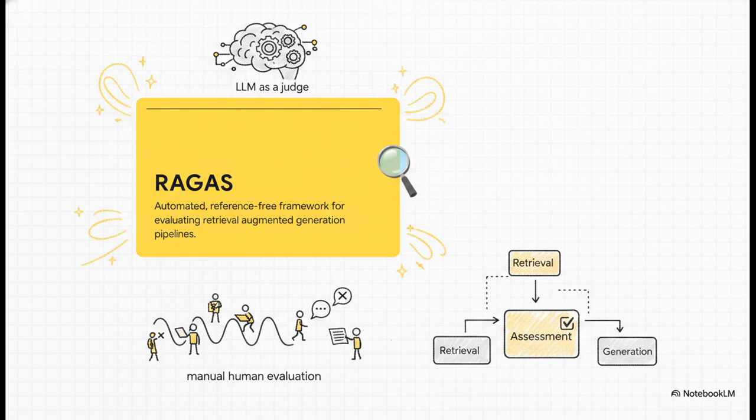Why is this so critical? Well, traditionally, evaluating AI meant paying humans to slowly read and annotate thousands of answers, which, let's be honest, sounds like a terrible time, right? RAGAS instead uses LLMs as judges to automatically test the quality of both the retrieval process and the generation process, without needing a slow, manual ground truth dataset.